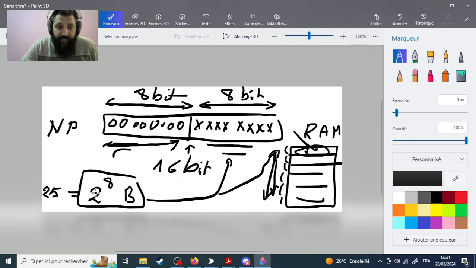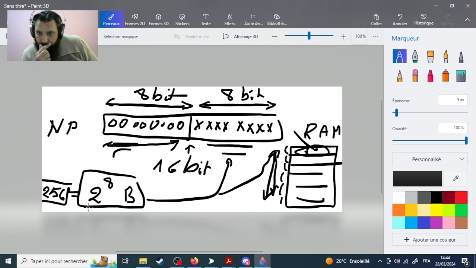The capacity of this page is 2 power 8, which is 256 bytes. Do you have questions? You have to understand that. This is mainly used in programming. Each architecture, it's not specific to Megatron.